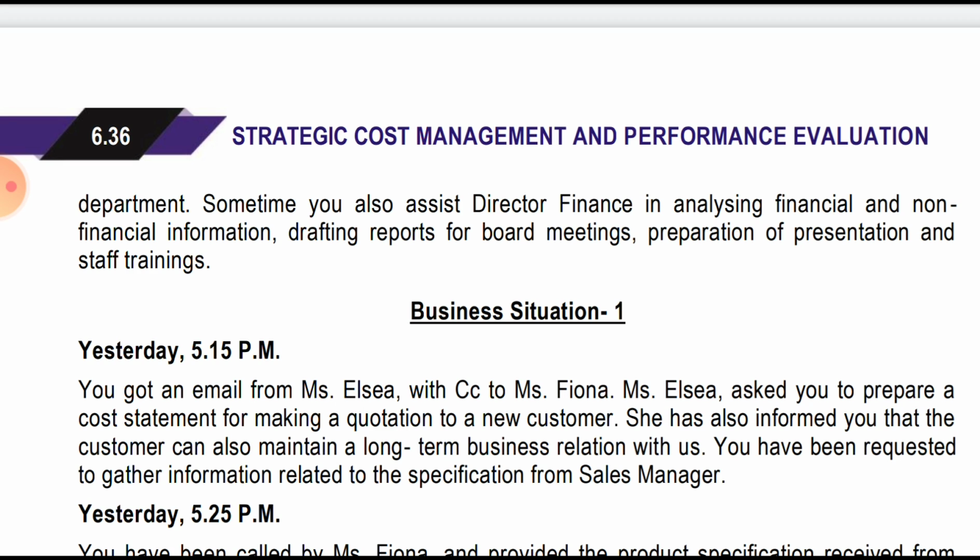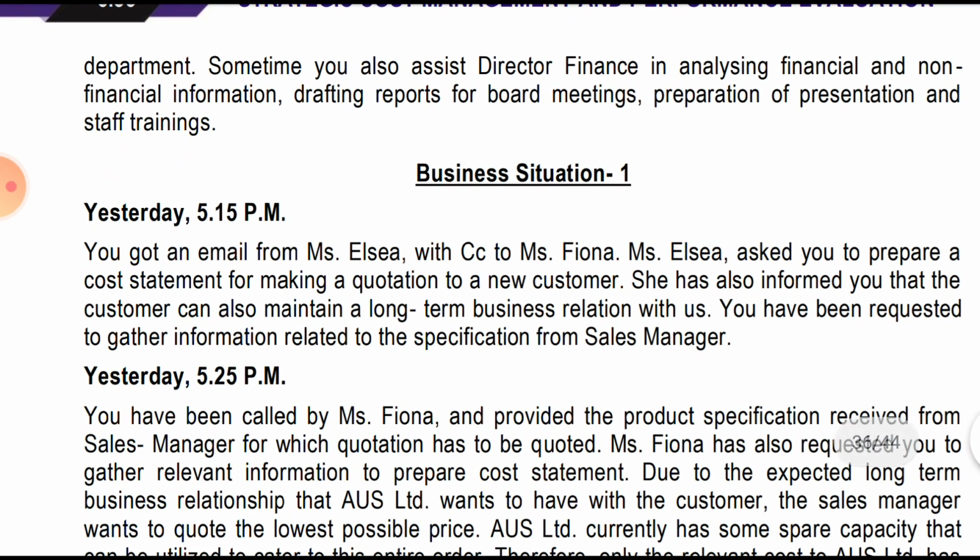Sometimes you also assist the director finance in analyzing the financial and non-financial information, drafting the report for the board, preparation and presentation, and staff training. So we do this kind of work also, that is, drafting reports for the board meeting, preparation and presentation, and staff training for the director finance.